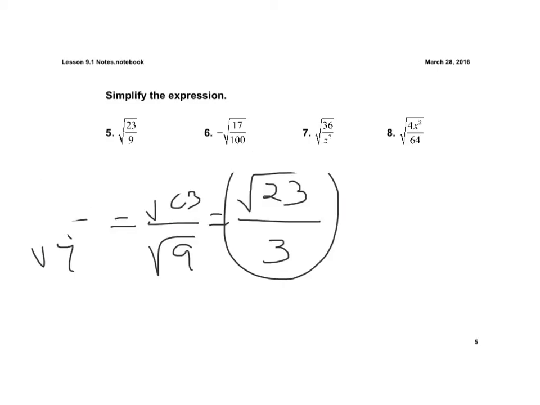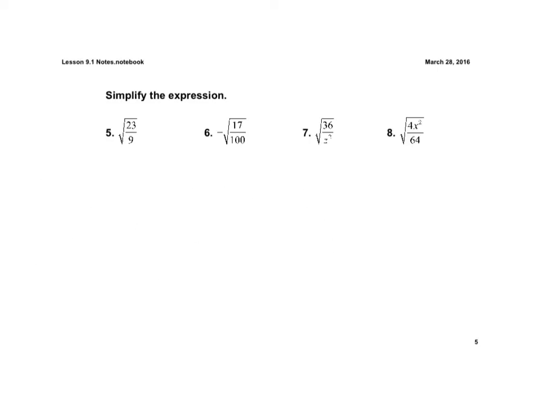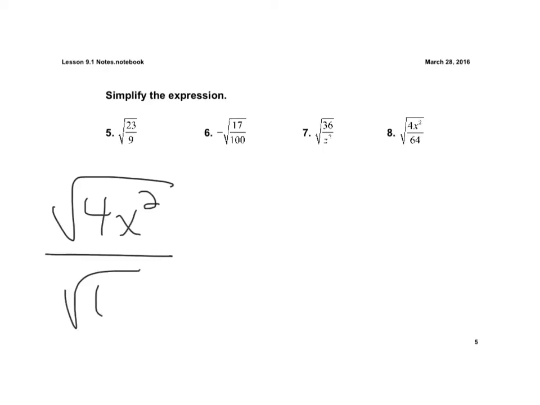So now we're going to look at one with variables. So I'm going to look at number 8 here. I'm going to first break that up into the square root of 4x squared over the square root of 64.